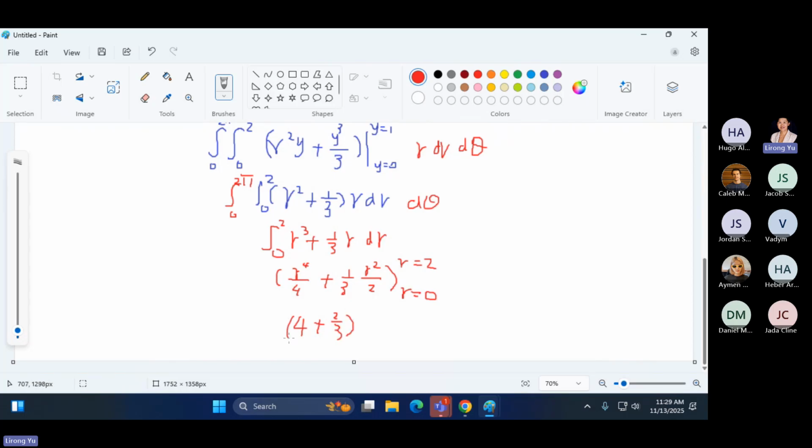And then there is integration on the outside, 0 to 2 pi d theta, which gave us 2 pi. So the inner part is 4 plus 2 over 3, which is 14 over 3. That's part of the integration. We have to multiply by 2. Okay, so the final answer will be 28 over 3.